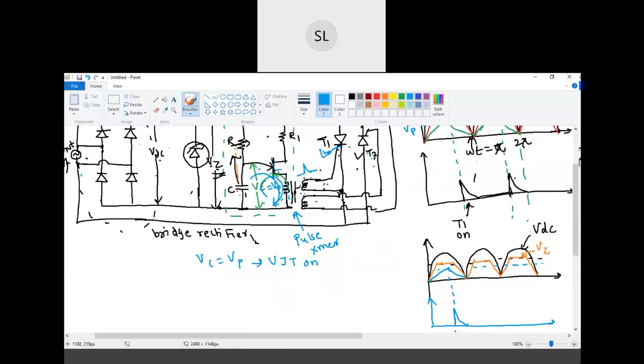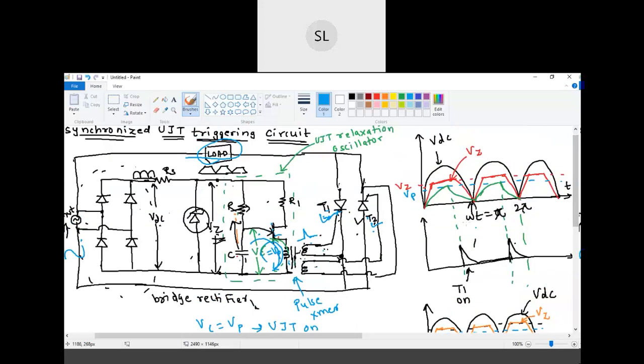Now at omega t equal to pi, what will happen? This T1 will be turned off naturally because it will be reverse biased. The input cycle will reverse, so T1 will be reverse biased and T2 will be forward biased. Then the cycle will repeat again.